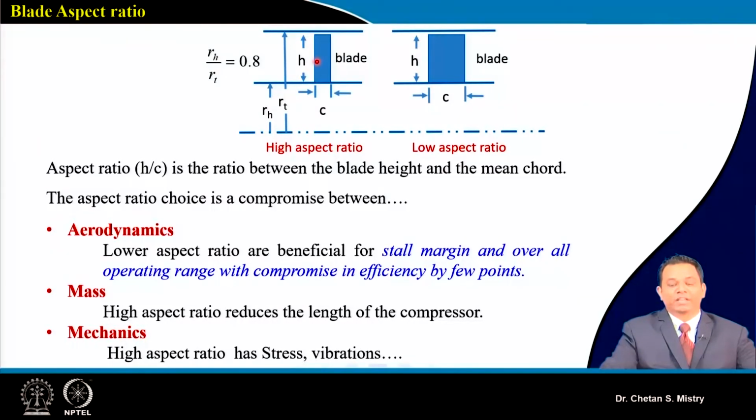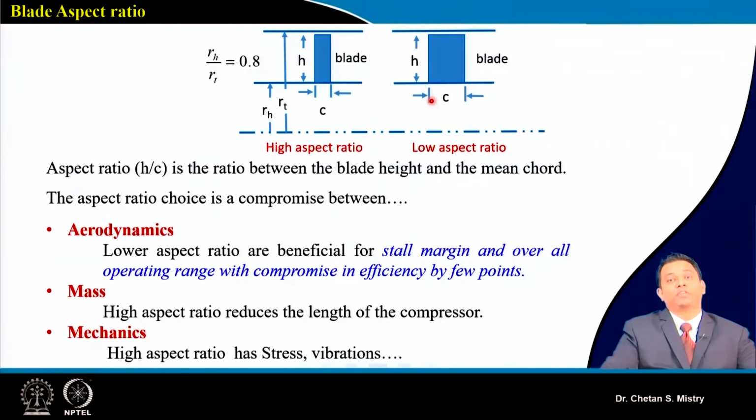So here in this case, the aspect ratio is defined as the height of the blade to the chord of the blade. If my height is higher compared to my chord, we can say that is a high aspect ratio blade. When my height to chord ratio is lower, that is, the height of my blade is lower, or the chord of the blade is larger, we can say that is a low aspect ratio blade.